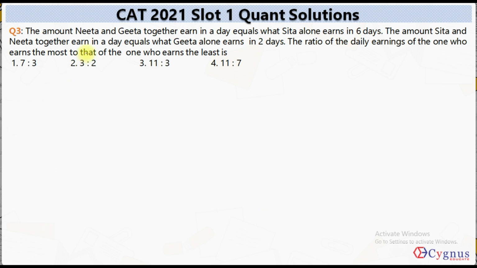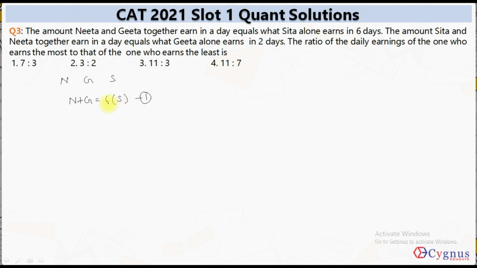The amount Neeta and Geeta together earn in a day equals what Sita alone earns in 6 days. So let's say their 1 day salaries are N, G and S respectively. So can we say the amount earned by Neeta and Geeta in 1 day is 6 times of what? The amount earned by Sita in 1 day. This must be equation number 1 for me. This is the amount earned by Neeta and Geeta in 1 day. This must be equal to 6 times the amount earned by Sita.